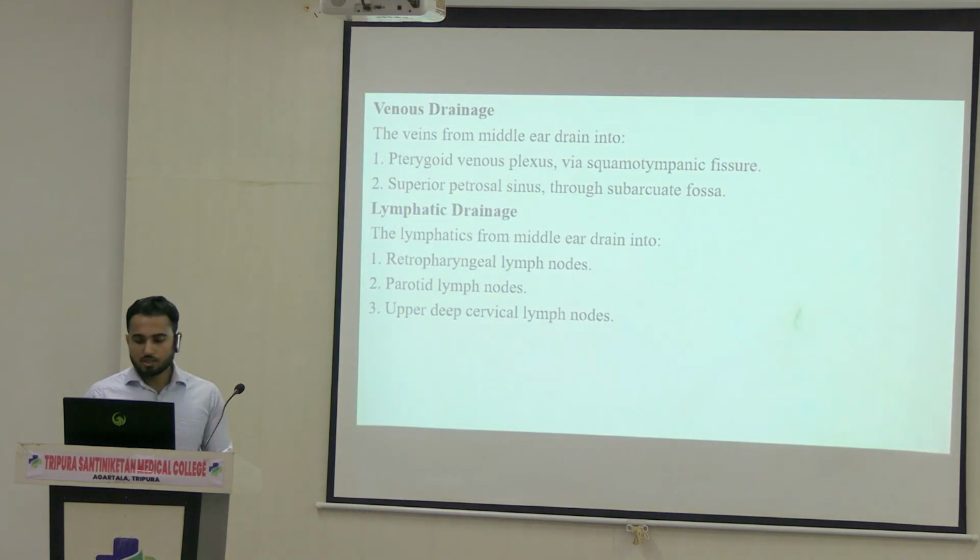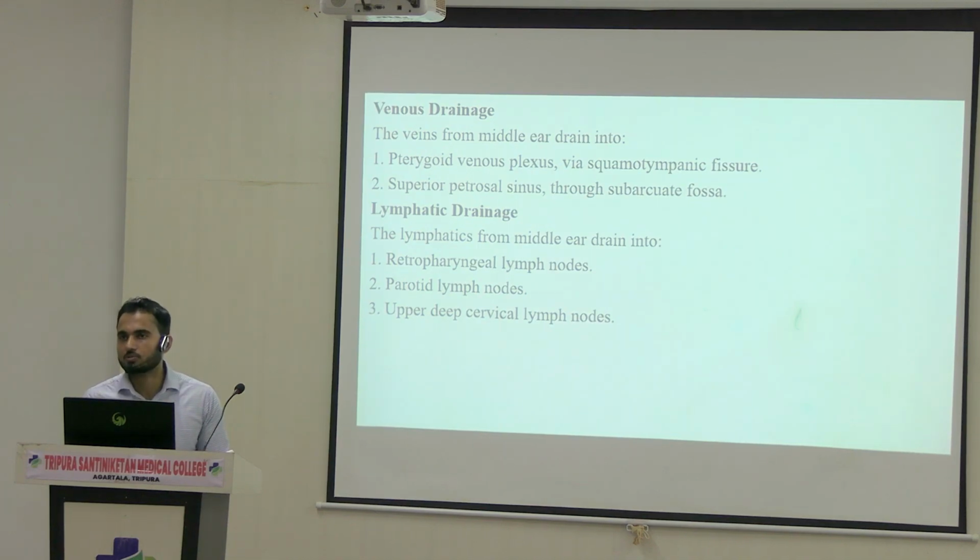Next, venous drainage. Though you have not studied the dural venous sinuses, for now just the name will be enough. Once we go into the brain, at that time you will understand the dural venous sinuses. Okay, because here you can see the pterygoid venous plexus is there, and along with that the superior petrosal sinus is also draining the middle ear cavity, and it is a dural venous sinus, the superior petrosal sinus. Okay. And in lymphatic drainage: retropharyngeal, parotid, and upper deep cervical lymph nodes.